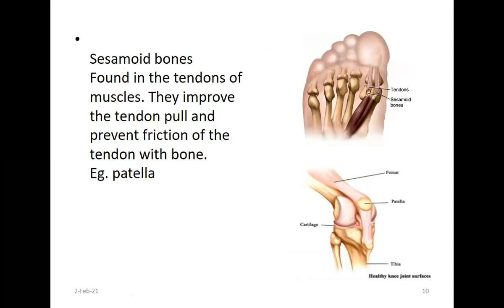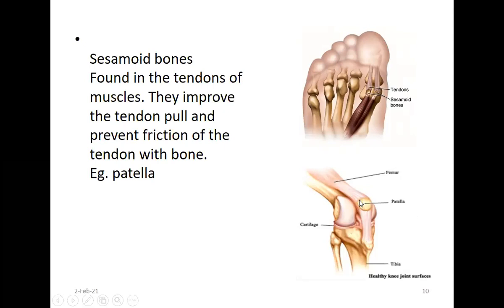Now coming to the sesamoid bones. Sesamoid bones are found in the tendons of the muscles. If you see here, this is the muscle. The ends of the muscles are called tendons. On the tendons of the muscles, there will be small bones. These are called the sesamoid bones. They improve the tendon pull and prevent friction of the tendon with the bone. The best example is the patella.